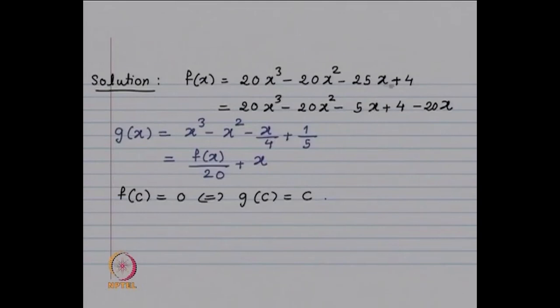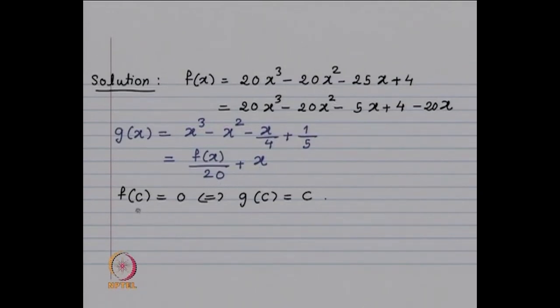So, this is our f x. This 25 x I split as 5 x and 20 x. Then g x is our function x cube minus x square minus x by 4 plus 1 by 5. So, g x is nothing but f x divided by 20 and then plus x. When I divide f x by 20, I will have x cube, then minus x square minus x by 4 and then plus 1 by 5. So, that is our g x, and then I am dividing by 20. So, f x by 20 will be g x minus x, or equivalently g x is equal to f x by 20 plus x.